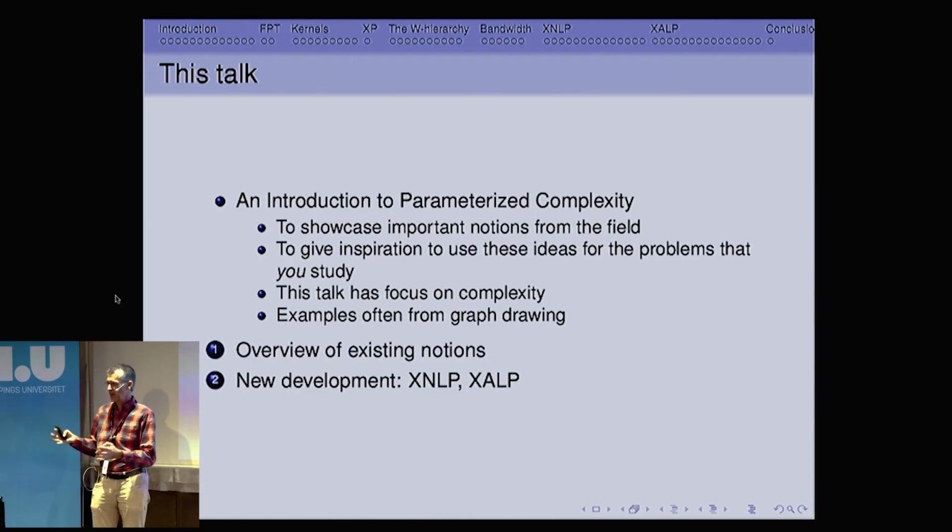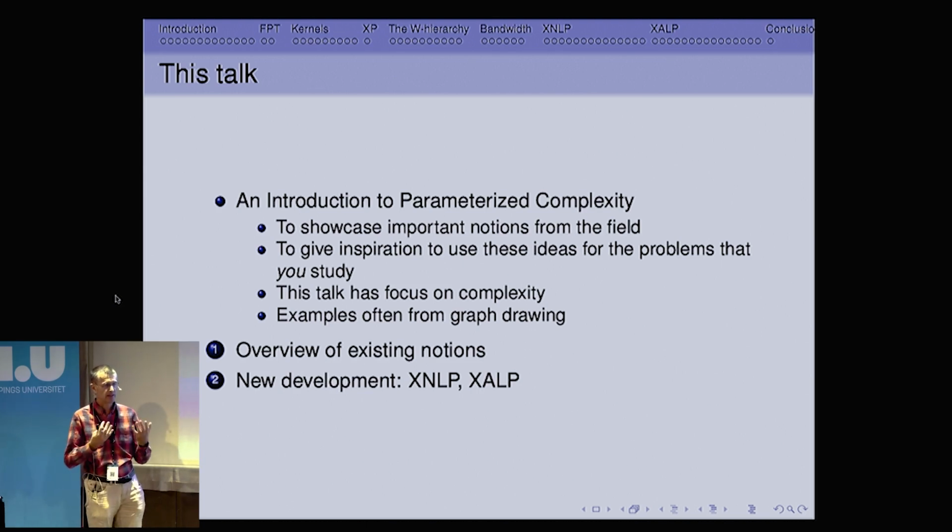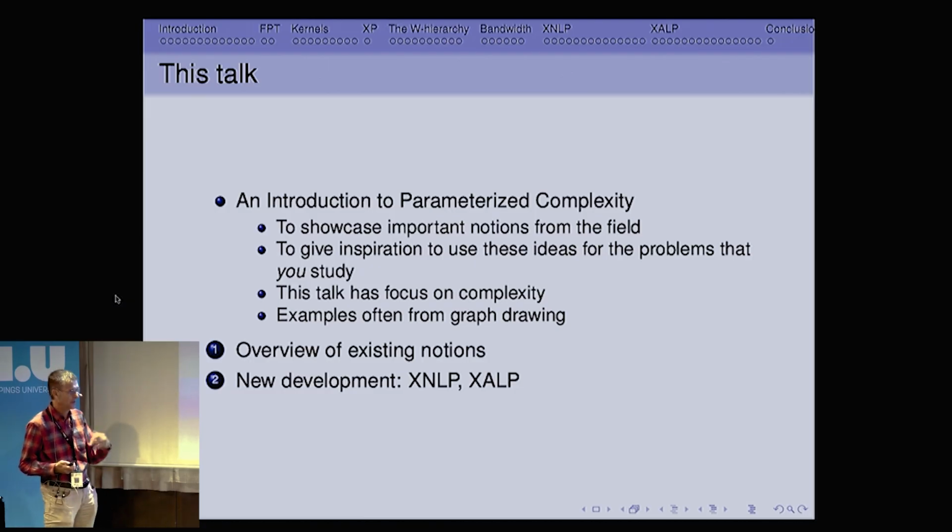For some of you, the first part may be things you already know, because I want to give a survey of the most important things with examples. When I could, I took examples from graph drawing to illustrate things. So the focus is more on complexity than on algorithms, although you will see some algorithms. And in the second part, I will tell what is my current hobby, which I think is a useful development here and might also be nice to see.